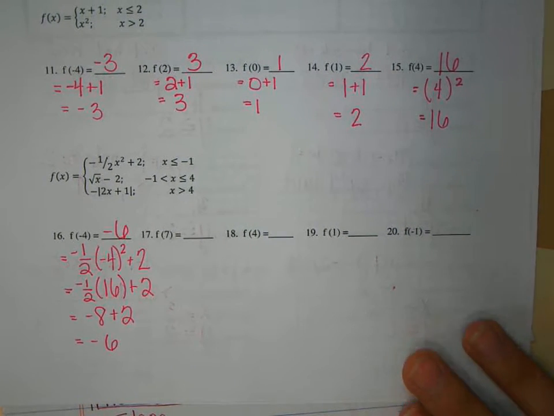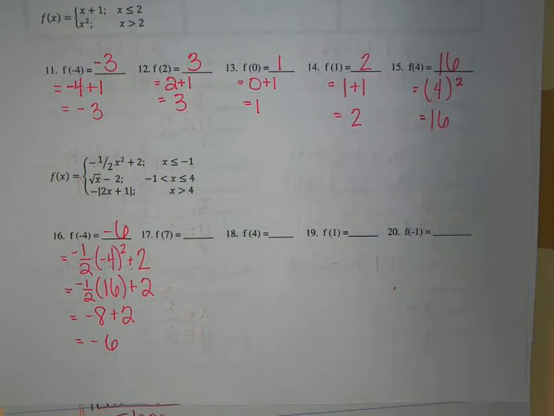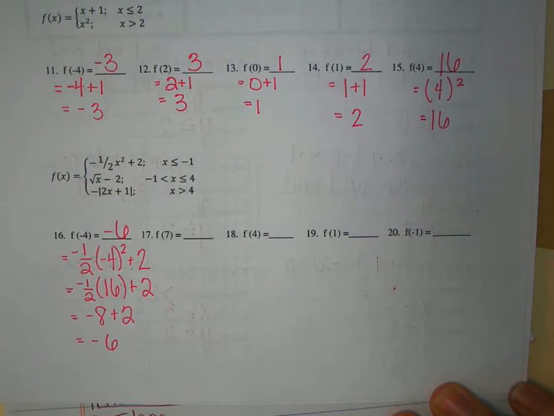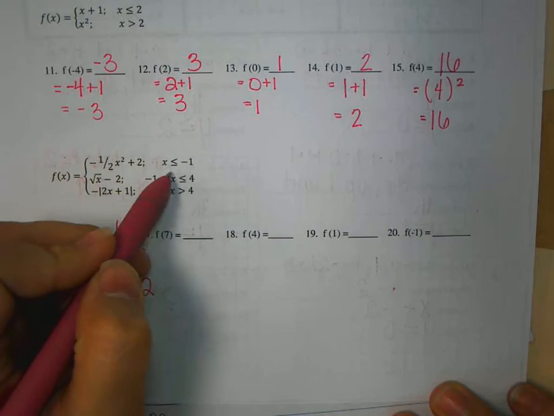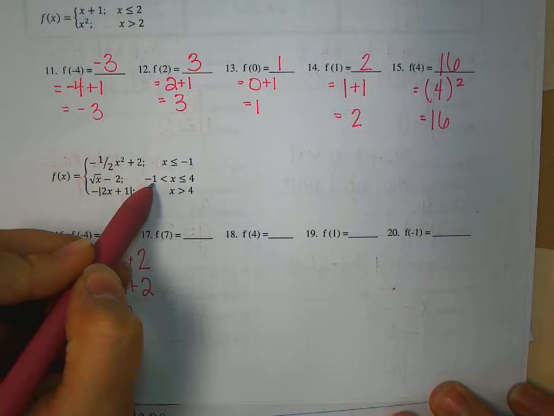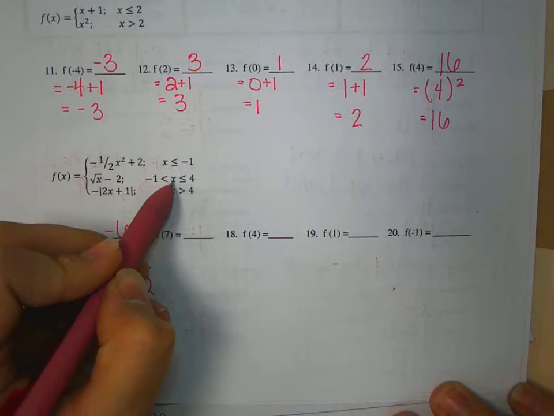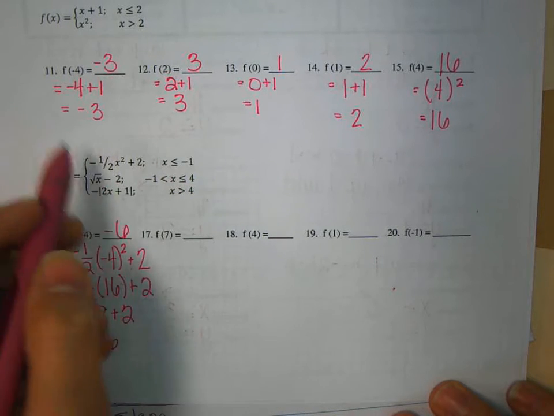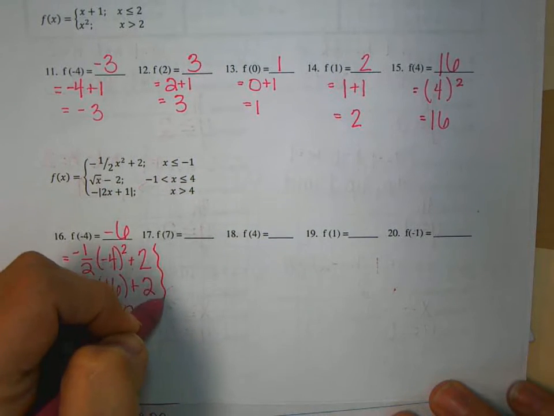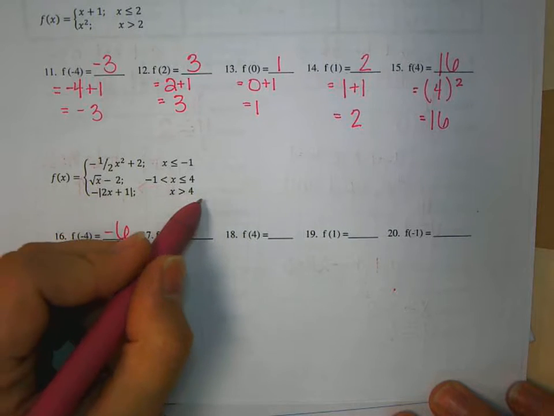Number 17, we've got f of 7. So is 7 less than or equal to negative 1? It's not. Move to the next one. Is 7 greater than negative 1? It is greater than negative 1, but is it less than or equal to 4? No, so it doesn't fit in that function either. Is 7 greater than 4? It is. So I'm using this function.